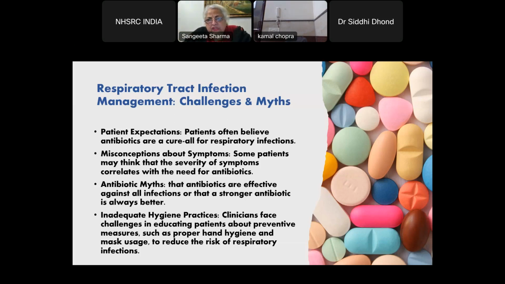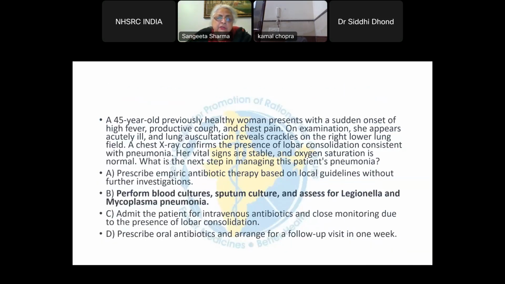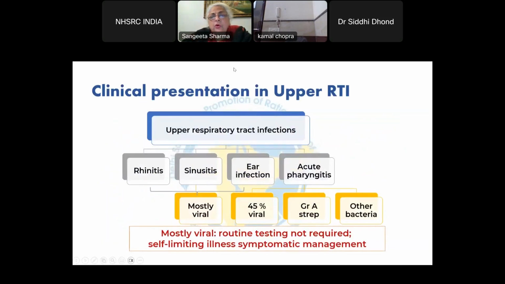Otherwise, there is no such indication. So what you need is to treat the patients. As you know, upper respiratory tract infection can present as rhinitis, sinusitis, ear infection, or acute pharyngitis. If you look at these, the etiology is mostly viral.